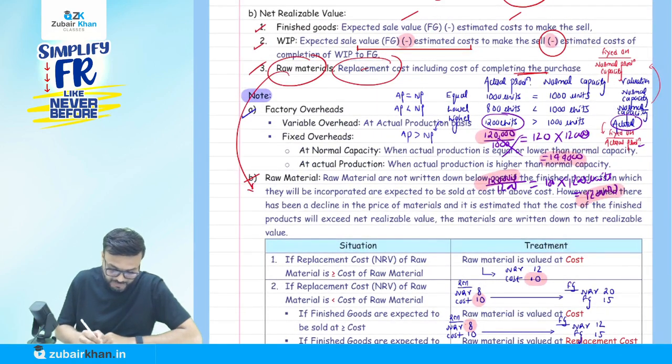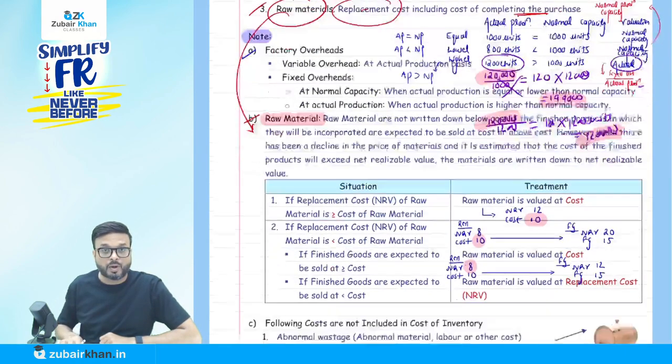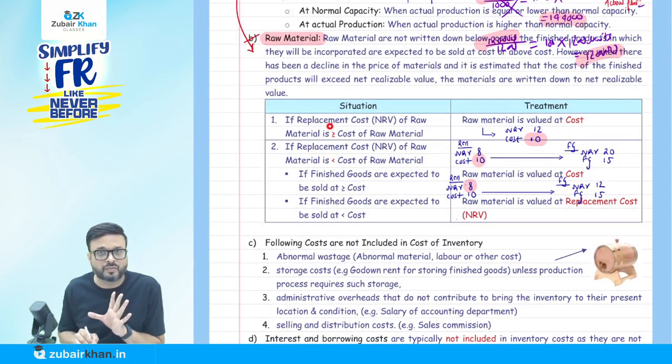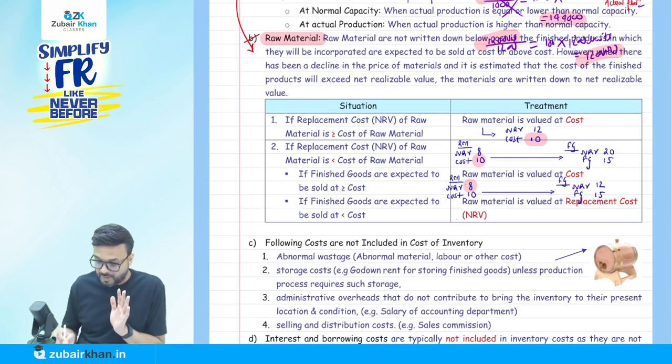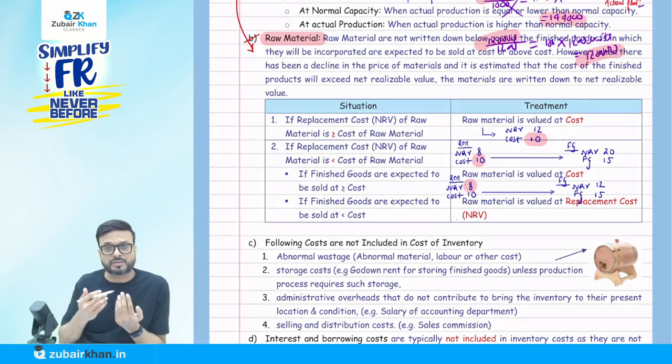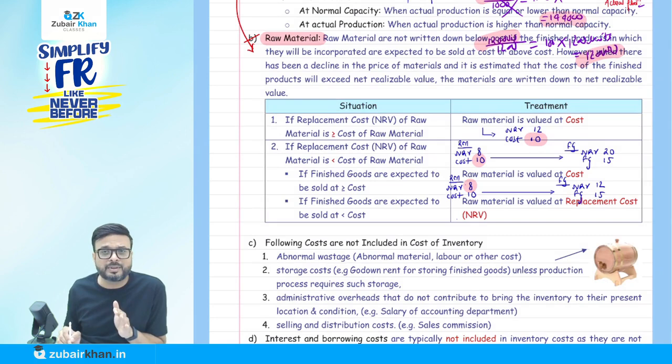Raw material discussion it is. What does it say? If the replacement cost, that is the NRV of raw material, is more than or equal to the cost of raw material, then valuation should be done at cost. Very simple. If my NRV is 12 and cost is 10, obviously the lower of cost and NRV is 10. No problem in that. We are going to take the lower.